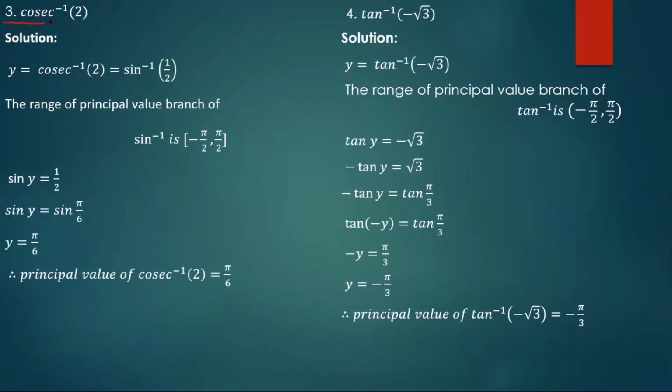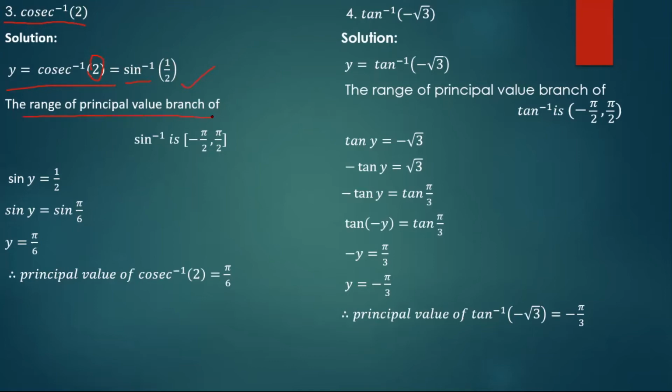Okay, your third question is cosec inverse 2. Solution: y equal to cosec inverse 2. Either you can proceed with cosec inverse 2 or you can go for sine inverse, because the reciprocal of cosec is sine. So the reciprocal of cosec inverse is sine inverse. Not only that, you have to take the reciprocal of this value also. That is 2. The reciprocal of 2 is 1 by 2. Is it clear?